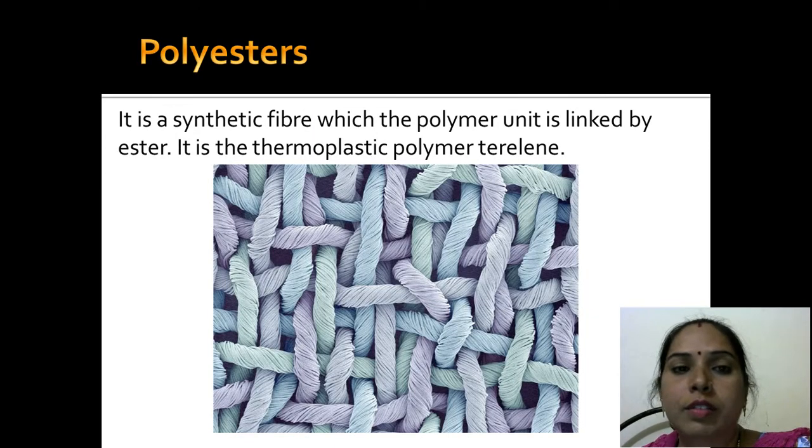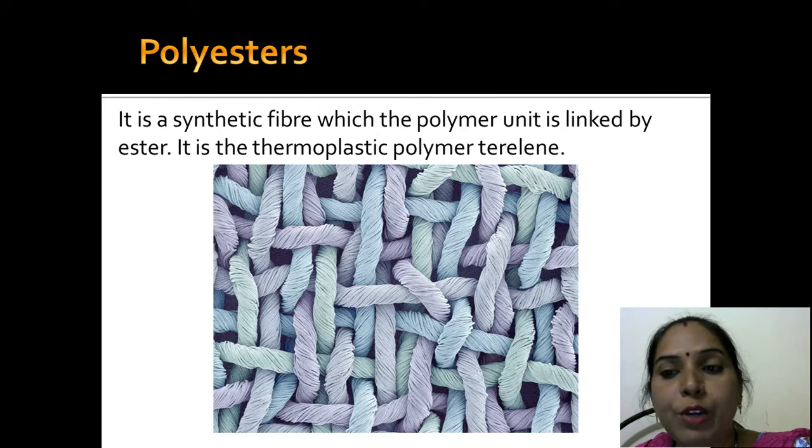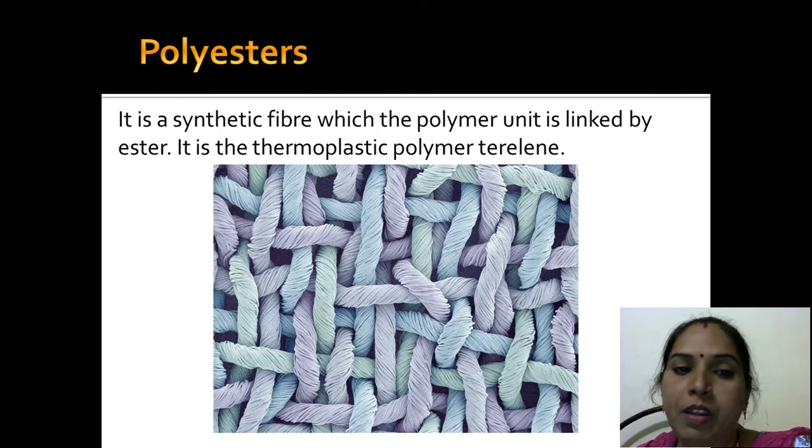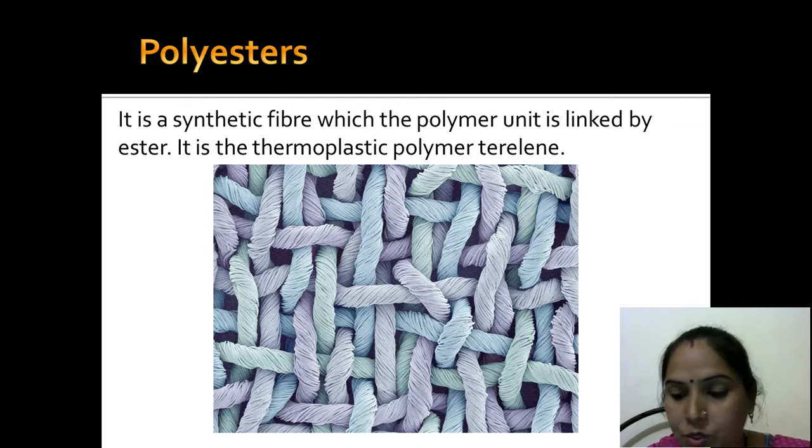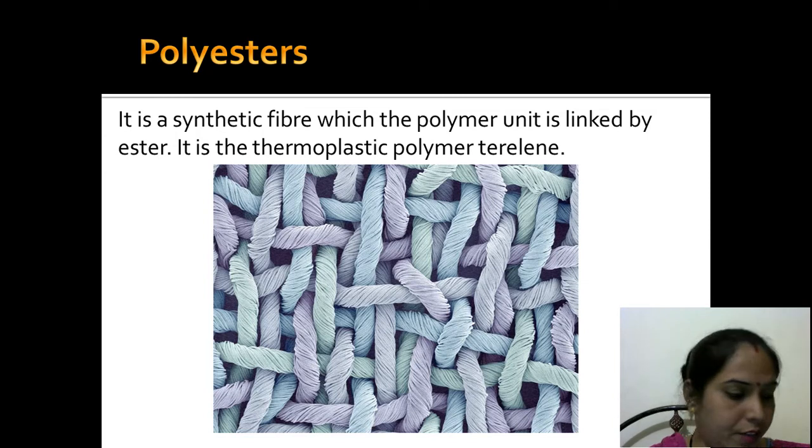moving on, the next one is polyester. It is a synthetic fiber in which the polymer units are linked by ester. It is a thermoplastic polymer, terylene. Okay, so you can see this picture of polyester.